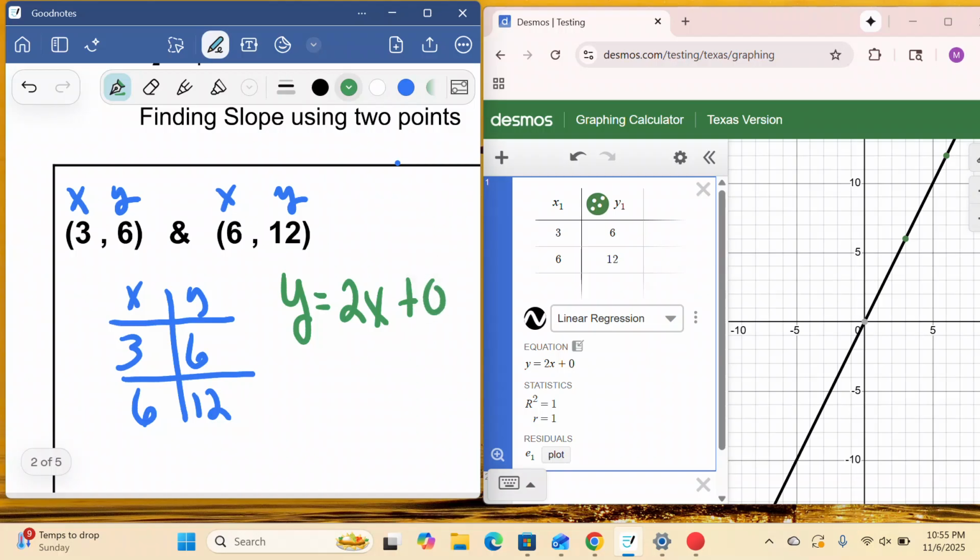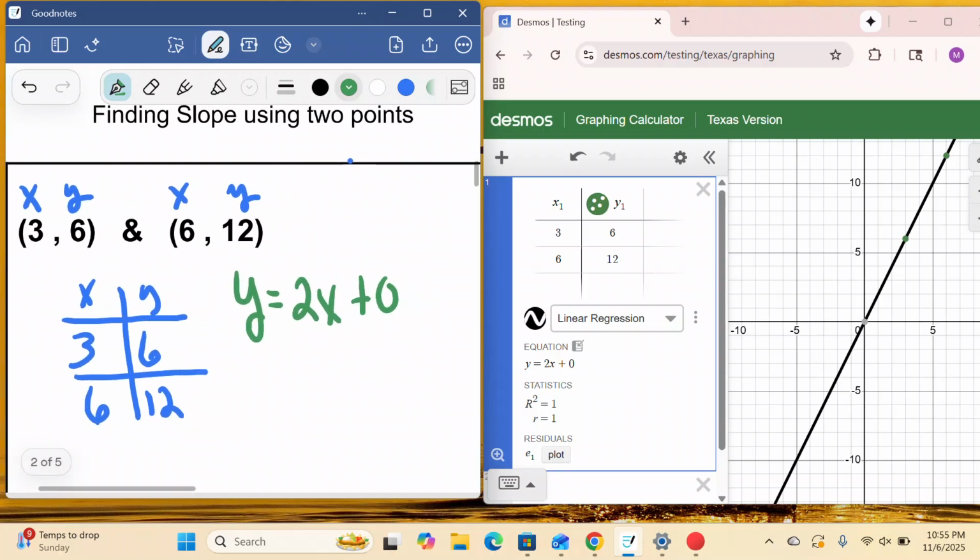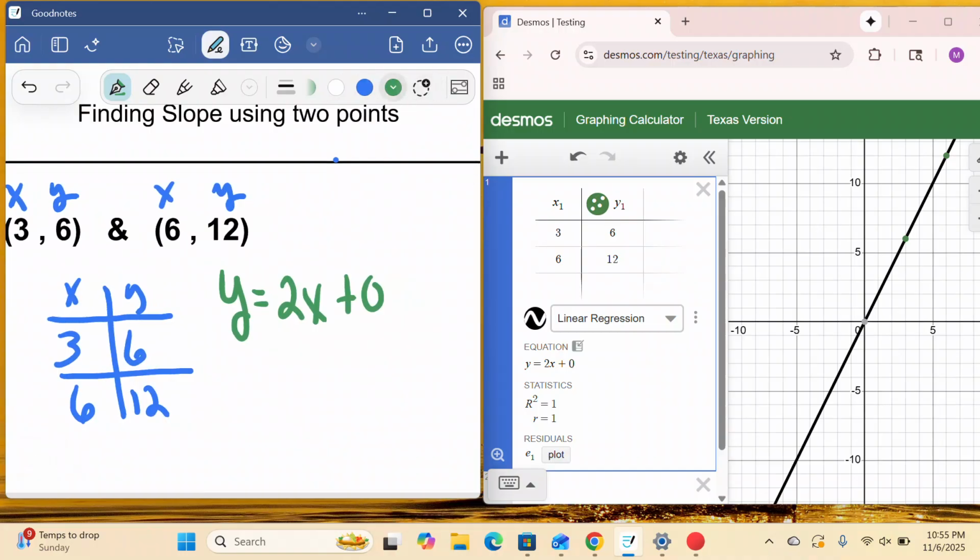They put us in y equals mx plus b. So once again, by looking at that, all I'm going to do is get my slope. It's already in y equals mx plus b. I know my slope is 2. So that is my slope.